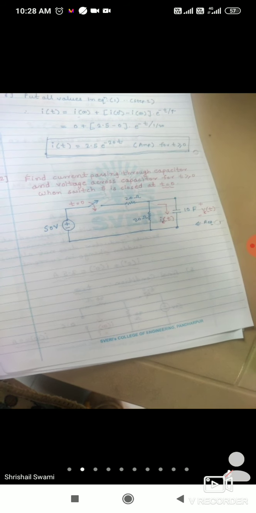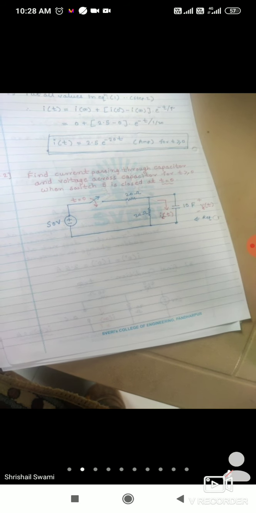Whether you can solve it, you can try as a homework, and in the next lecture we will discuss this problem. But you can try now. The steps are given, and an example has also been taken. Only instead of an inductor, now there is a capacitor.